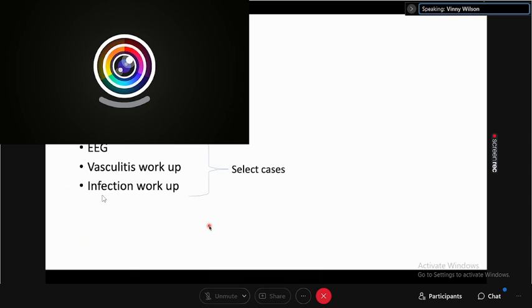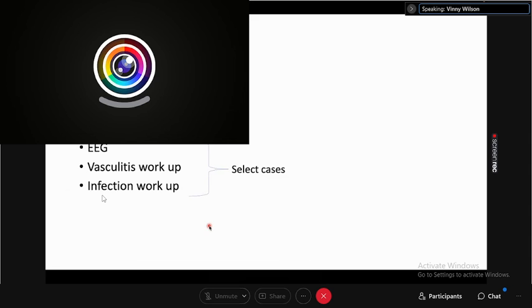A vasculitic workup or infectious workup is indicated when there is a constitutional symptom. The patient has features of weight loss, arthritis, joint swellings, oral ulcers, genital ulcers, fever, lymph nodes, or rashes. With conditions like this, you will order a vasculitic workup that involves doing an ANA screen. At least ask for an anti-nuclear antibody, ANA, screen.